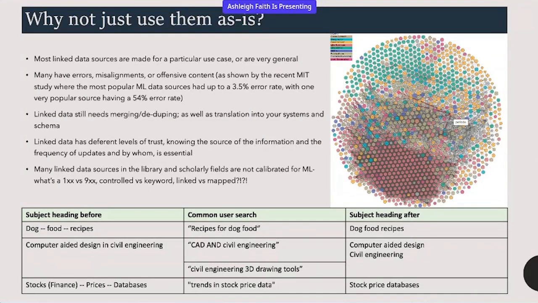Doesn't mean you can't have these things in your taxonomy and knowledge graph. It just means if someone's using it for machine learning, you should probably give them a heads up. So most linked data sources are made for a particular use case. And this is something that you can see in the linked open data cloud, where they're either very specific or they're so general that they're more like an upper ontology kind of thing, where it's very general so that it can be used in many different applications.